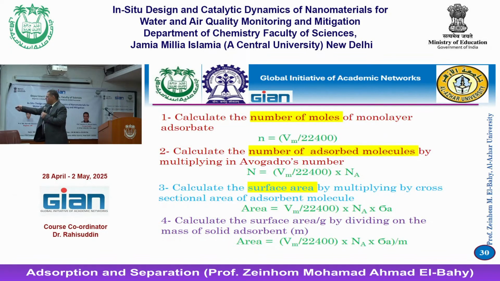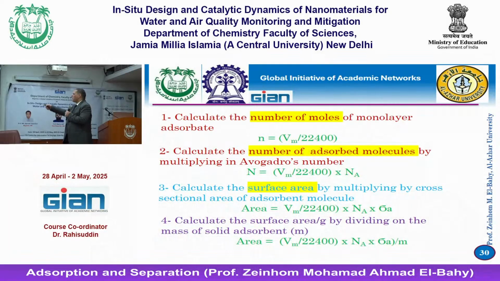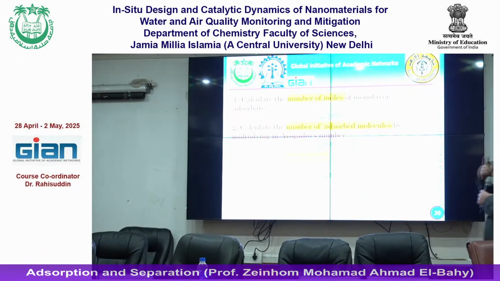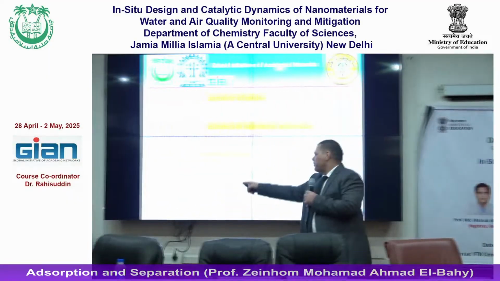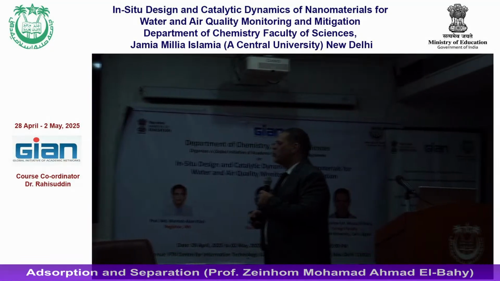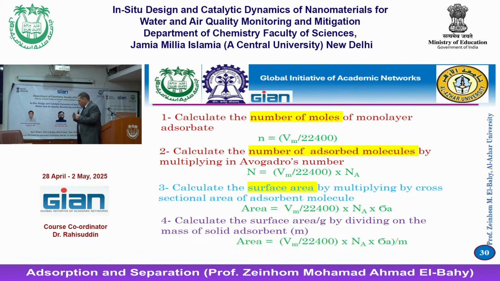If we calculate Vm, this means if we divide by 22.4 liters for 1 mole, then we will get the number of moles. And from the number of moles, if we multiply by Avogadro's number, we will get the number of molecules. If we multiply by sigma, which is the area of one molecule, we will get the surface area of all the material. And then if we divide by its weight, we will get the specific surface area, I mean, for 1 gram.